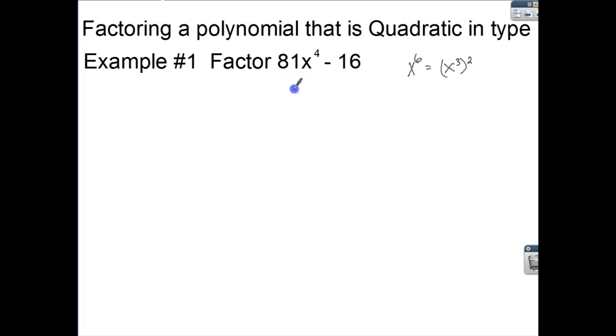Okay, so with this one right here, we want to see if we can squeeze it into this form right here. Is there something that we could square and get 81x to the 4th? Well, square 9, you get 81. And what do you square to get x to the 4th? x squared. And what do you square to get 16? 4. Okay, so using the formula a squared minus b squared equals a minus b times a plus b, and you're going to have to memorize that, then we have 9x squared minus 4 times 9x squared plus 4.